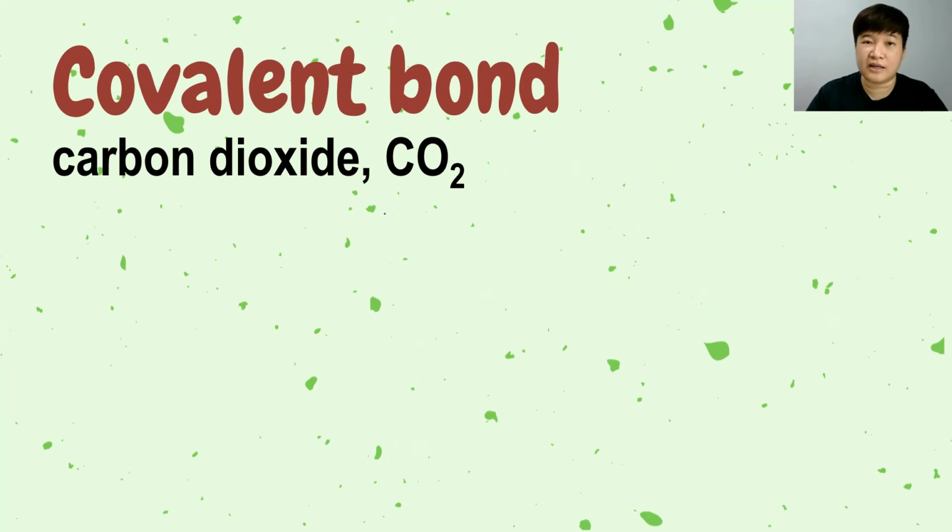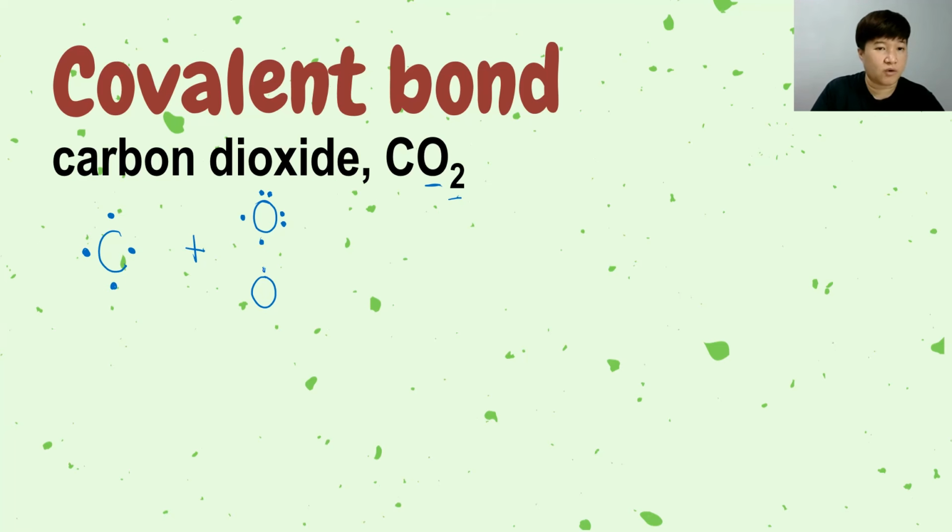So let's see how carbon dioxide works, and let's see how the covalent bond forms in carbon dioxide. Carbon is a group 14 with 4 valence electrons. Oxygen, I have 2 oxygen over here, so I need 2 oxygen. And everybody knows that oxygen is a group 16 with 6 valence electrons.